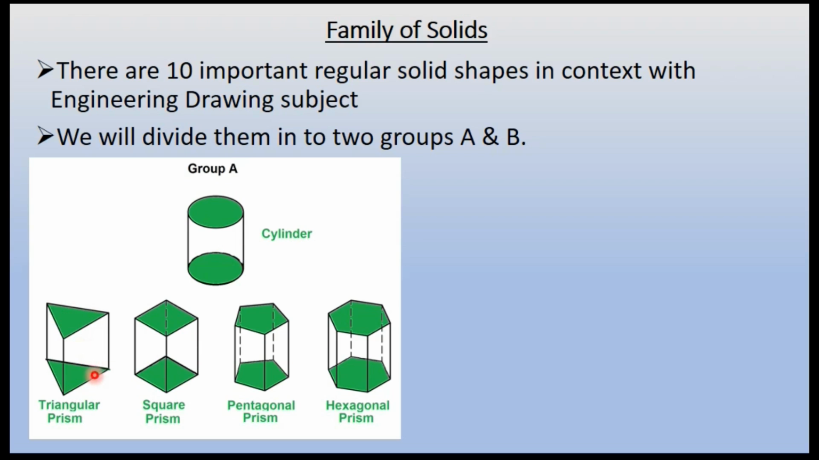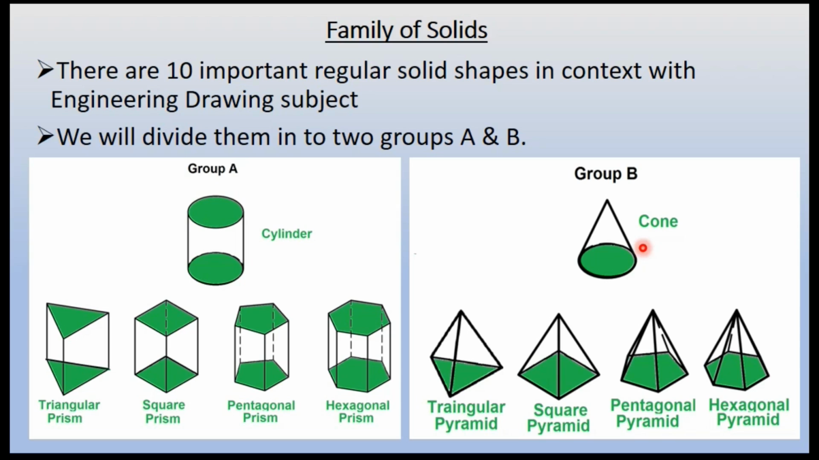Triangular top base, triangular bottom base. This is a triangular prism. Similarly, top square base, bottom square base. This will form a square prism. Similarly, pentagonal prism and hexagonal prism. Pentagonal prism means it has 5 sides, a pentagon, so there will be a pentagon on the top and below also. In the hexagonal prism also there will be 6 sides at the top and below. So these are Group A shapes, cylinder and prisms.